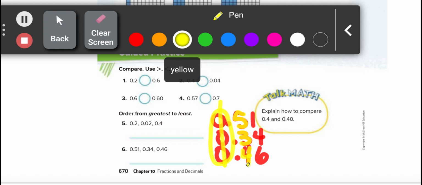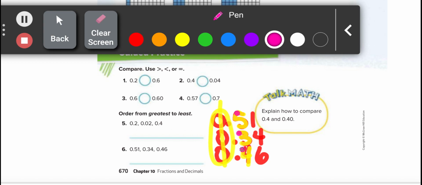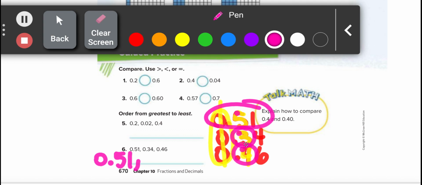So my largest number out of 5, 3, and 4 is 5. So this is my biggest decimal, 51 hundredths. Now I go back to that same place value because they were different numbers. Which one's bigger, 3 or 4? 4 is bigger. So 46 hundredths. And then my smallest is the 34 hundredths. And that's how we compare in order.